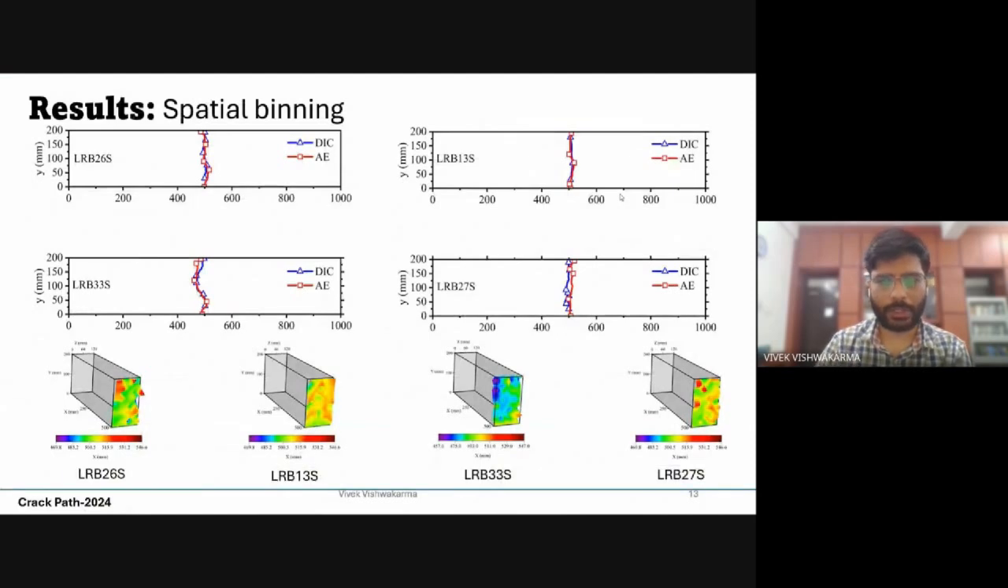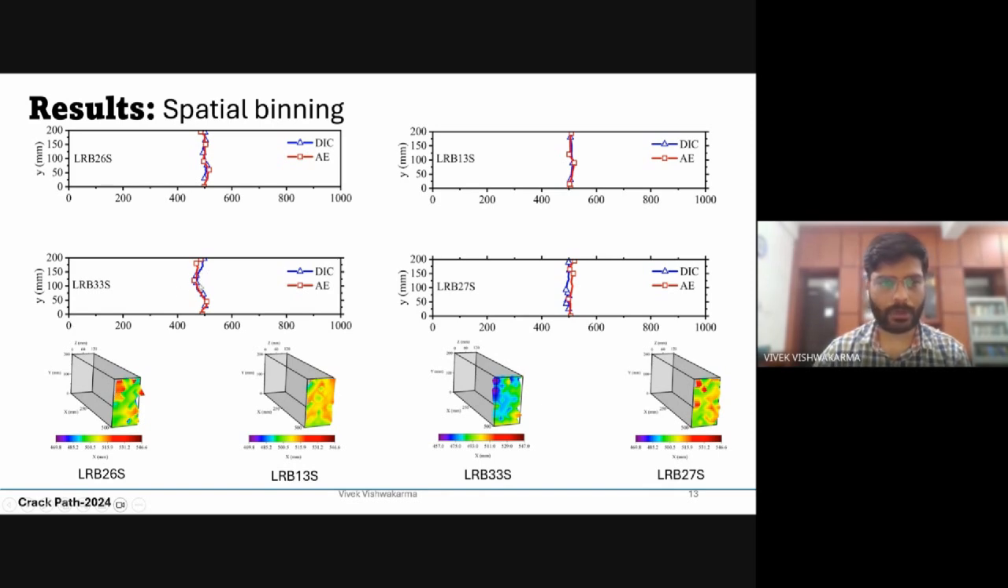So these are some results. For monotonic load cases, the blue curve is of DIC and red curve is for acoustic emission. The simulation of crack path is fairly accurate, and it can capture the path of crack, the curves of crack also. And an added benefit over DIC is that you can get the depth data also in the Z direction. So if you do binning in Z direction, you can simulate the crack planes also.